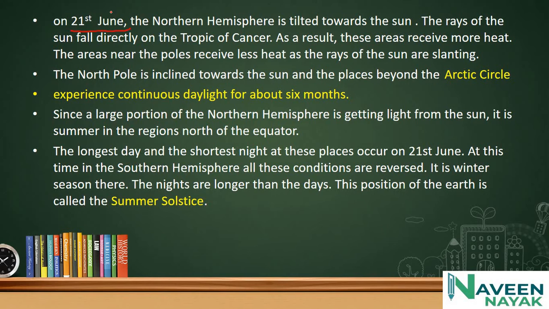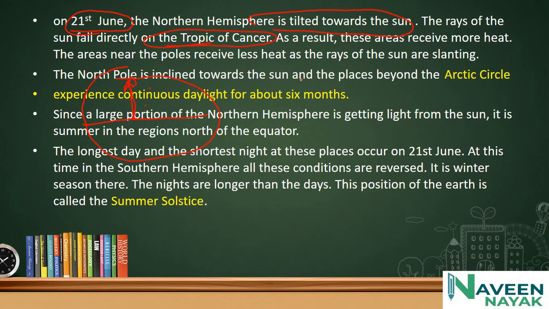On the 21st June, the northern hemisphere is tilted towards the sun, as I showed in the picture. The rays of the sun fall directly on the Tropic of Cancer. As a result, these areas receive more heat. The areas near the poles receive less heat as the rays of the sun are slanting. We know that when we go from the equator to the poles, the sunlight decreases.